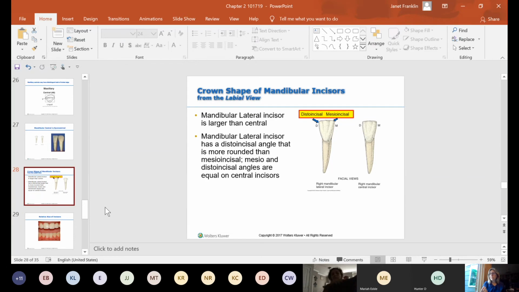So if you were holding a tooth in your hand, how would you know if it's a central or a lateral? The way you would know is that on the lateral, the distal would be a little more rounded. So you would know right away that's the distal.